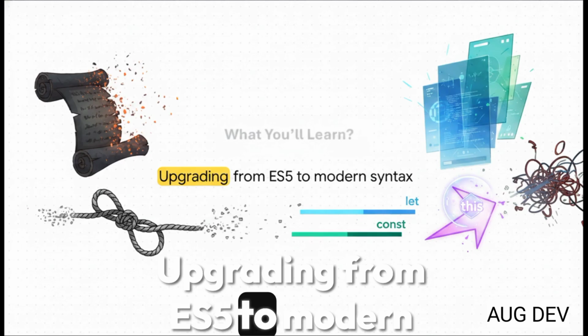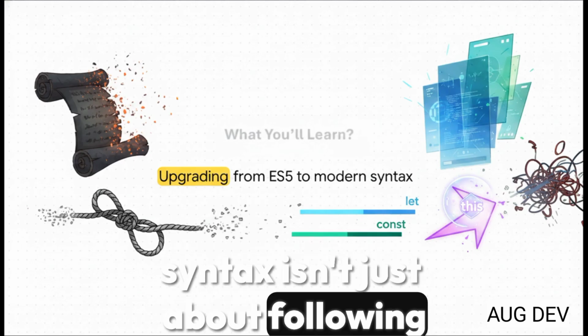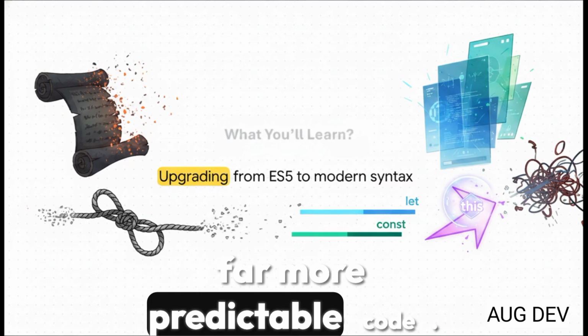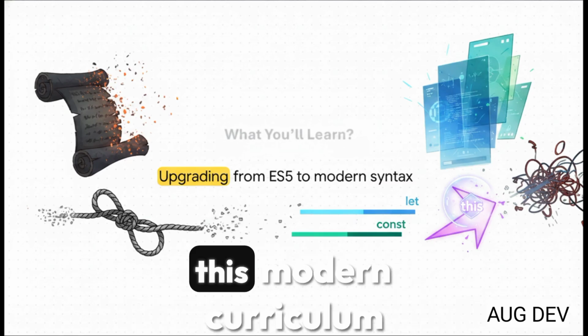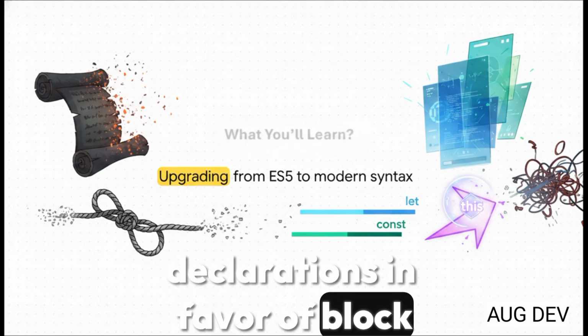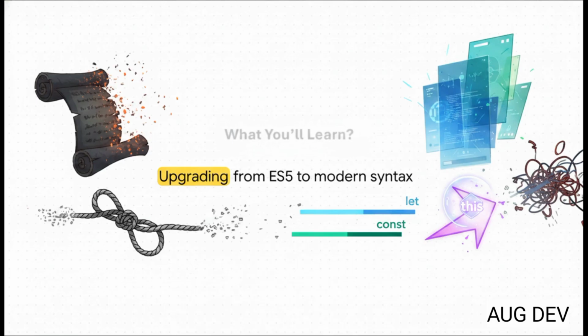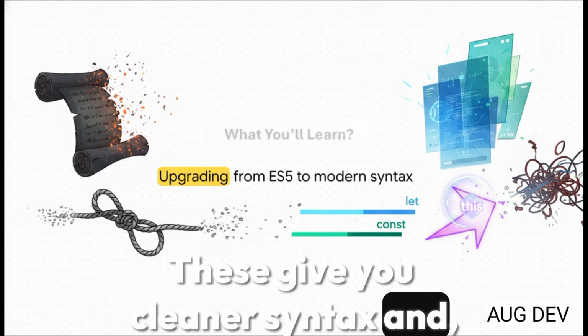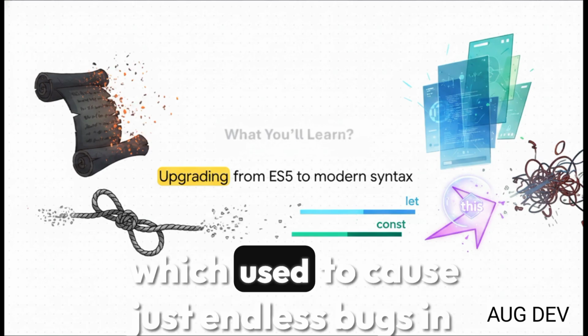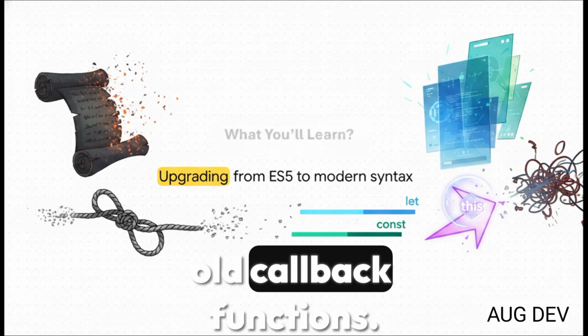Upgrading from ES5 to modern syntax isn't just about following the latest trends. It's about writing cleaner, far more predictable code. One of the first things you pick up in this modern curriculum is abandoning those outdated var declarations in favor of block-scoped let and const. You also move toward arrow functions. These give you cleaner syntax and, crucially, a much more predictable behavior for the this keyword, which used to cause just endless bugs in old callback functions.